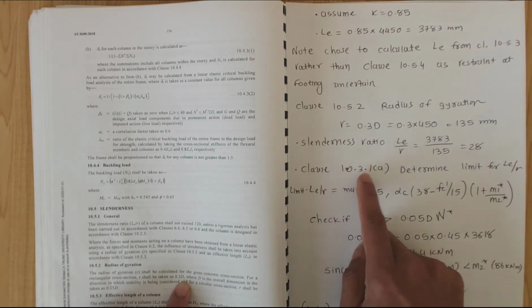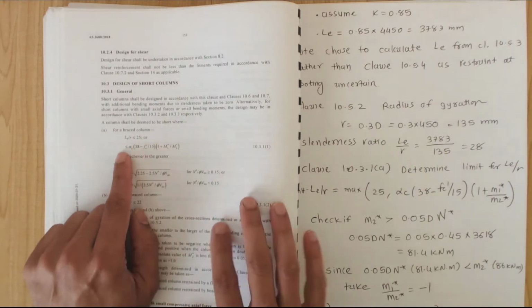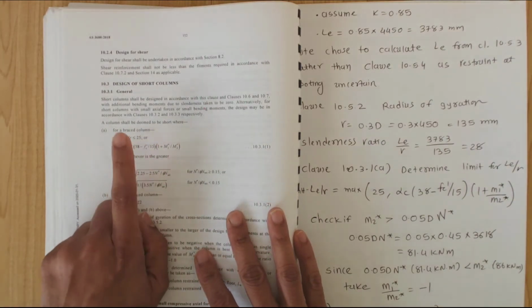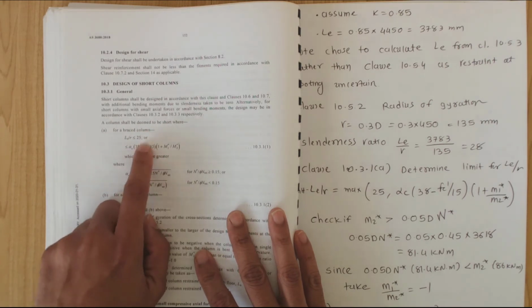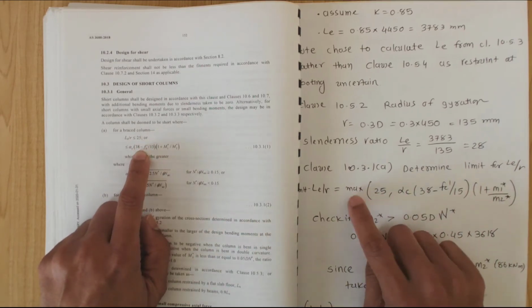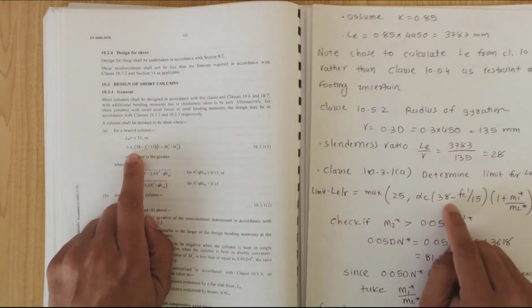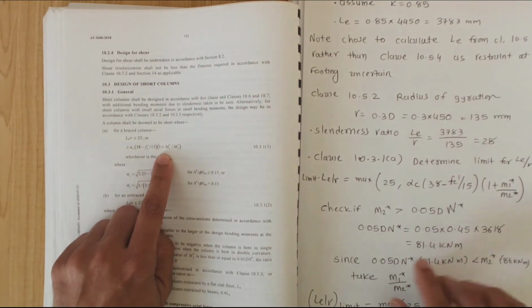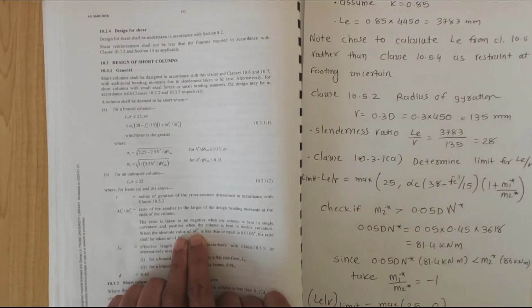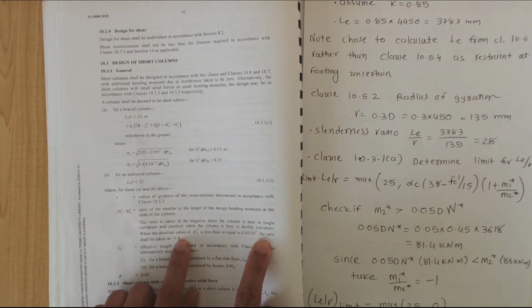Now clause 10.3.1a is for braced columns. It says that if you have a slenderness ratio less than or equal to 25, it is a short column. If it is greater than 25, it is a slender column, and it should be taken as the largest of these. I have written here the limit of Le over r would be the maximum of 25 and 38 over alpha c, square root of fc dash, minus 28, times 1 plus M1 star over M2 star. There is a note here that if M2 star is less than or equal to this value, then the ratio M1 star over M2 star is taken as minus 1.